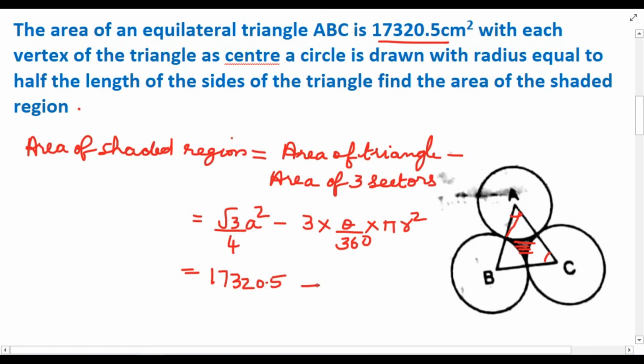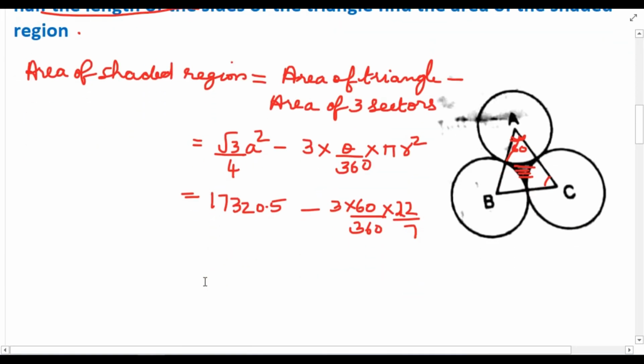17,320.5 minus 3 into theta. We know that for an equilateral triangle the angles will be the same and it is equal to 60 degrees. So theta is 60 divided by 360 into 22 by 7. R we need to find. They have given that radius is equal to half the length of the side of the triangle.